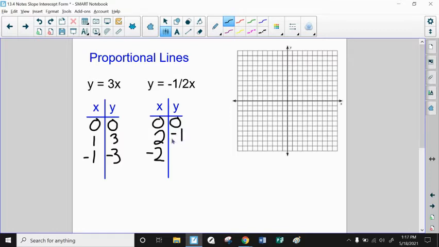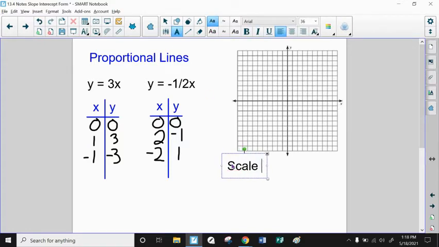And I'm looking to have whole numbers for my ordered pairs, just to make my life a little bit easier when I graph. If I put negative 2 in for x, negative 1/2 times negative 2 is going to be a positive 1. Negative times a negative is a positive. So now I have the values of my ordered pairs for everything. And I'm going to decide on a scale for my graphing. My scale is each line, or each point on my grid, is 1/2.